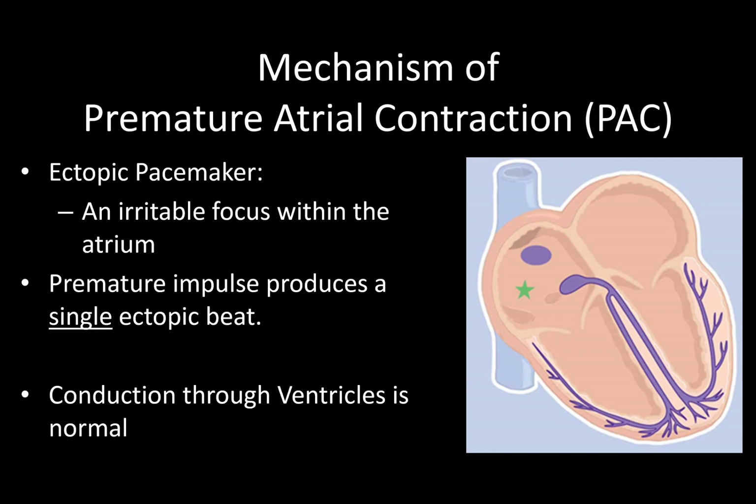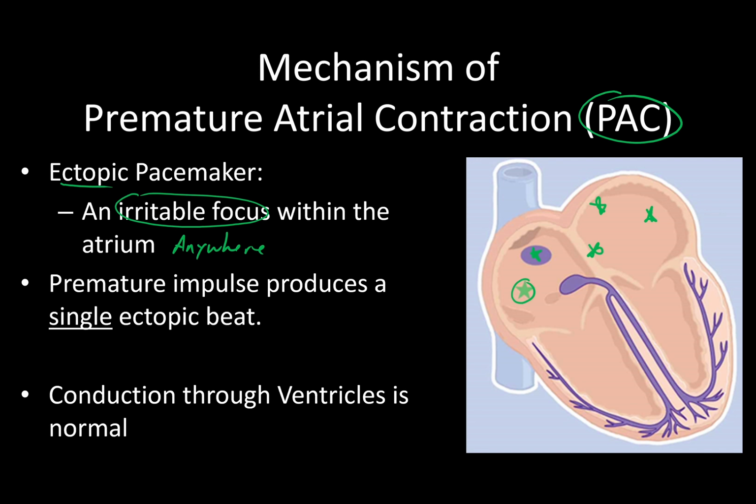Okay, and now for probably one of the most common premature beats that you'll come across, and it is the PAC, premature atrial contraction. The idea is this: you've got an ectopic pacemaker, an irritable focus within the atrium, and literally it can be anywhere. I just have a star here, but in all honesty, it can be here, it can be here. Even the sinus node could do it if it wanted to and just fire off early for some reason. So left, right, front, back, PACs can happen from just about anywhere.